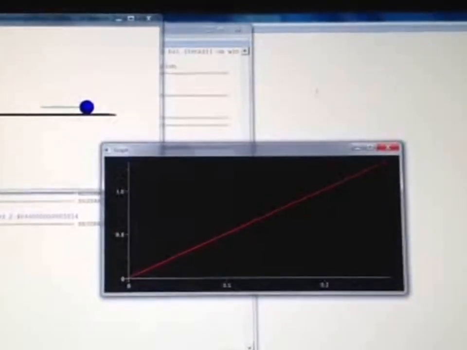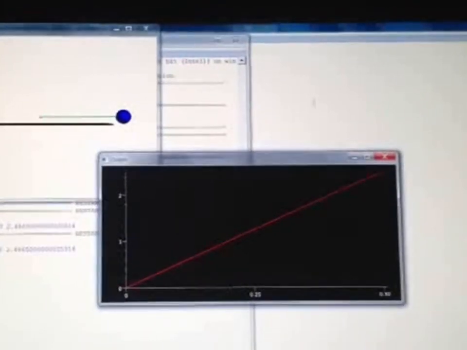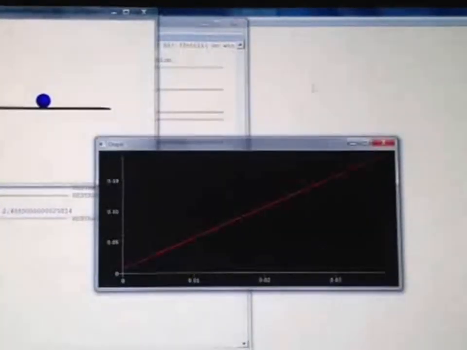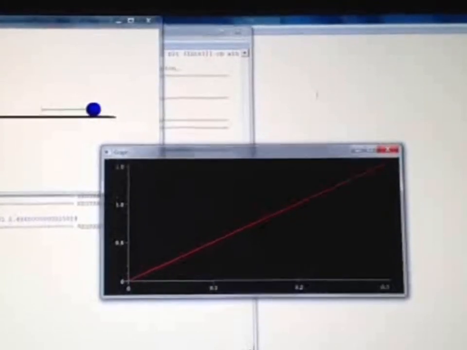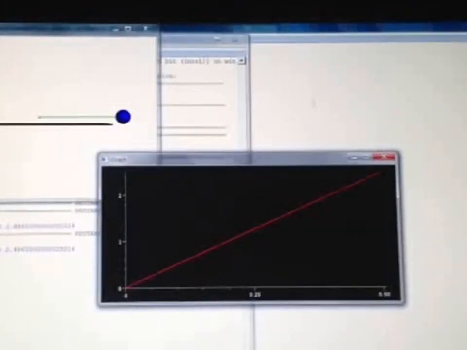Here's the motion. The ball starts slightly to the right of the origin, and it moves to the right as time increases because the axis I selected made the car travel in the positive x direction. The graph shows this trend as well.